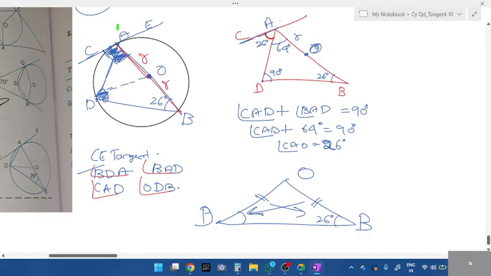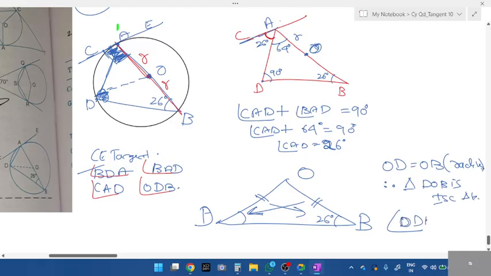Statements you'll have to write, students. Write it neatly. You can mention OD is equal to OB, radius. Therefore, triangle DOB is an isosceles triangle. ODB is equal to OBD, 26 degrees.